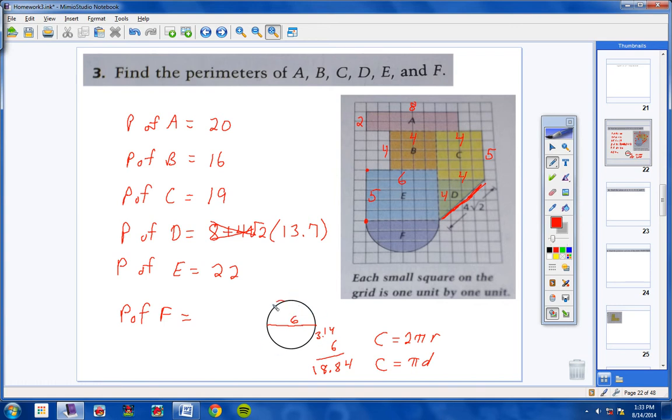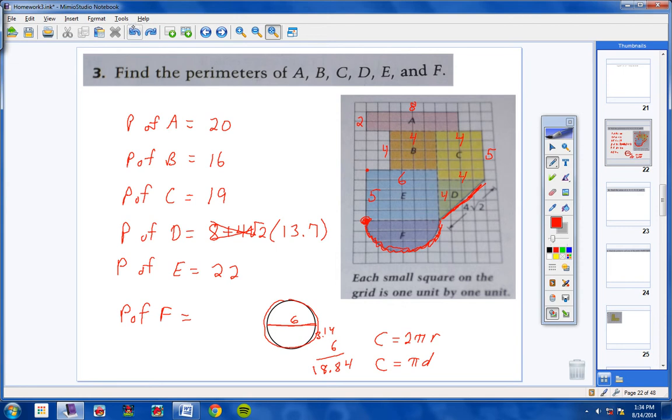Here's my entire circle. My diameter is 6, so the entire perimeter or circumference is 18.84. But students, I only want the perimeter or the circumference of half a circle. Now watch, from this big red point here all the way over to this big red point right here. And so I've got to cut this in half right here, and I'm going to get 9.42. Now, I'm still not done finding the perimeter.